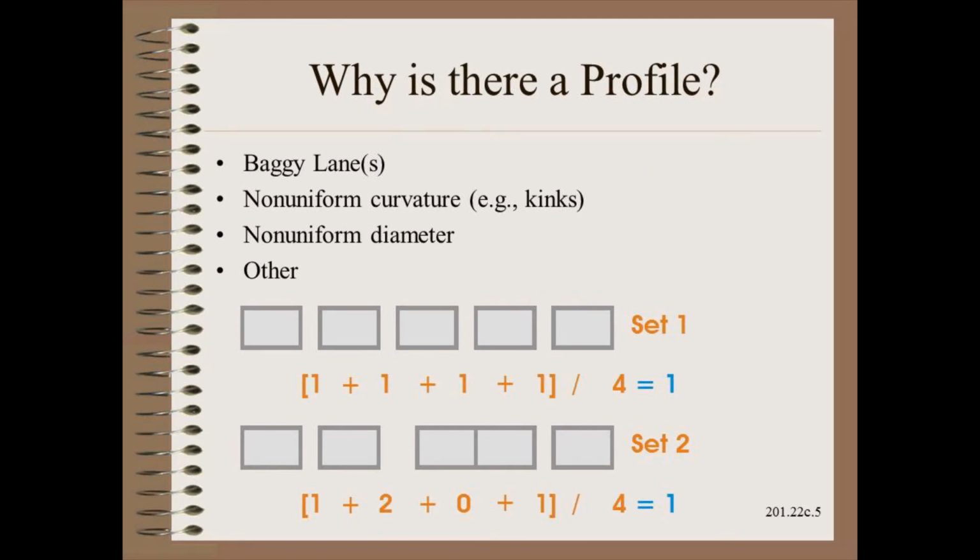The important question to answer now would be, why do I have a profile? There can be a number of possibilities. We have discussed baggy lanes in the wrinkling module of Web 101 and elsewhere. In the following slides, we will discuss spreader profile quality problems, including non-uniform curvature and diameter. There are other web handling possibilities, such as loss of tension, loss of traction, and so on, but such cases are beyond the scope of this video clip.